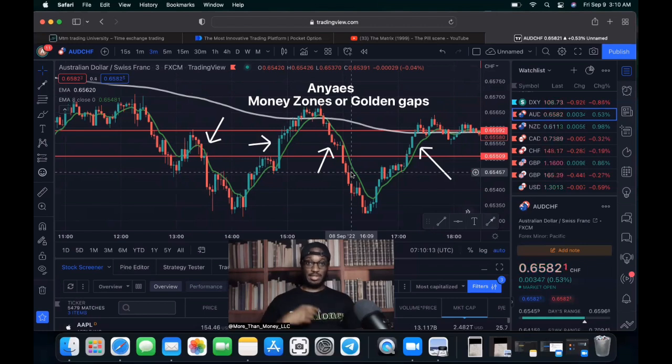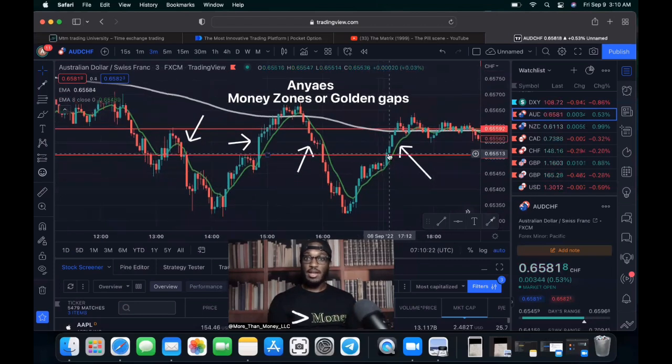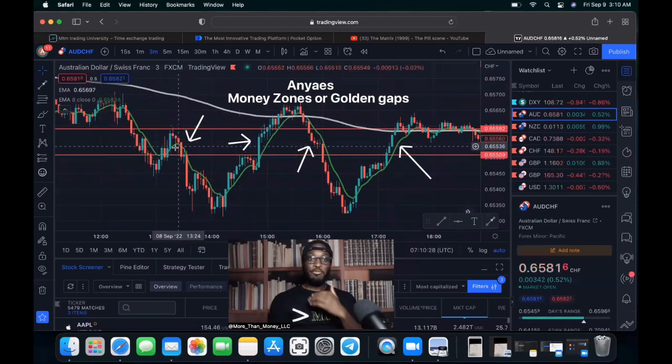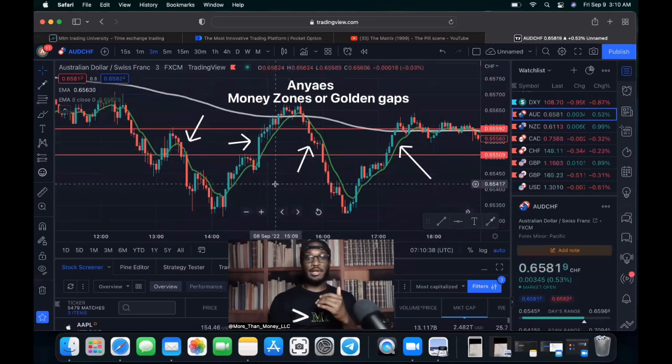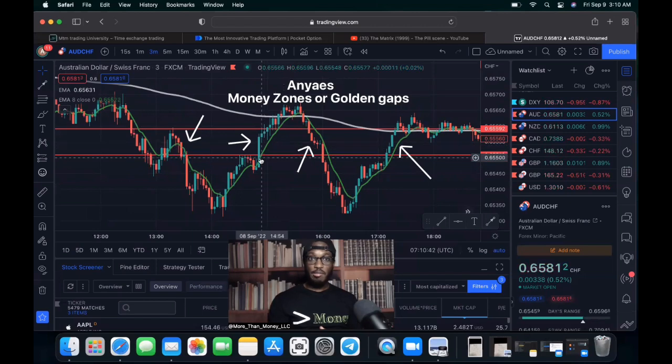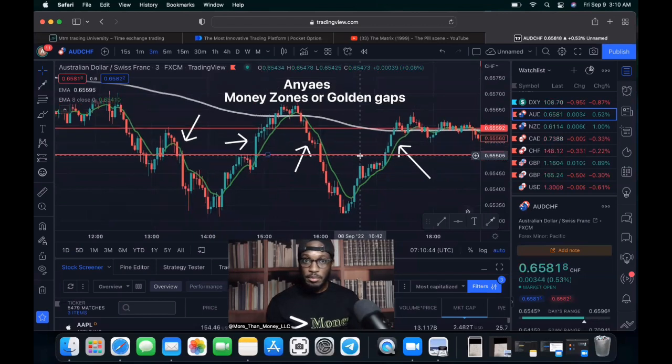And when we see these consistencies, when we see these patterns, we jump on it, we get a couple of clears, and hopefully we've gained our percentage for the day. So we even see right here another one, that's beautiful movement. So then you would go into the concept of, you would either use your consolidation principles to play these money zones, these Anyae money zones, or you would use your principles on your levels of breaking.